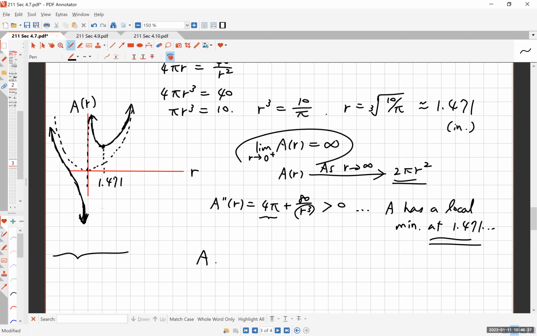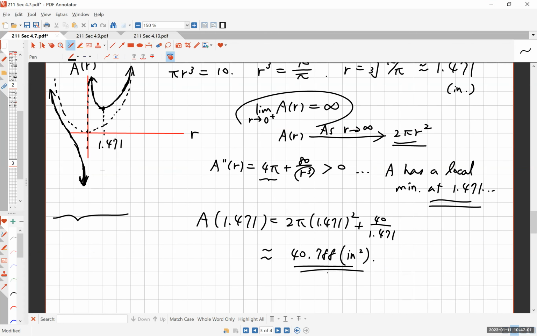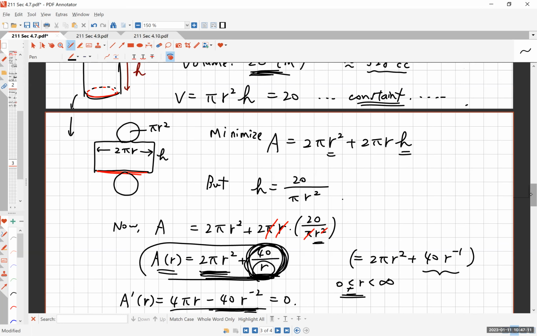And by the way, we never calculated this thing here. What is that? 2 pi times this squared plus 40 divided by that. It's approximately going to be 40.788 square inches. And so this is the minimum surface area required in order to come up with a circular cylinder can whose volume is 20 cubic inches.